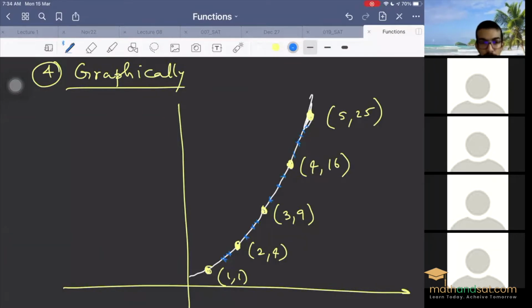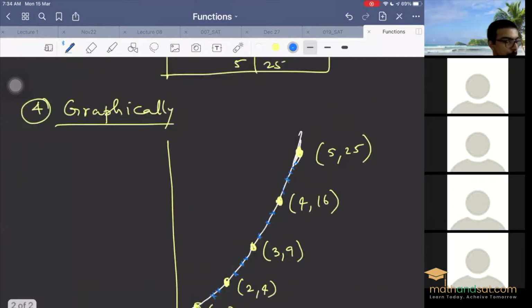So depending on the situation, depending on the context, and a context is nothing but the domain, the set of all inputs, you can choose to join the graph or you can simply represent them as discrete points on the graph.